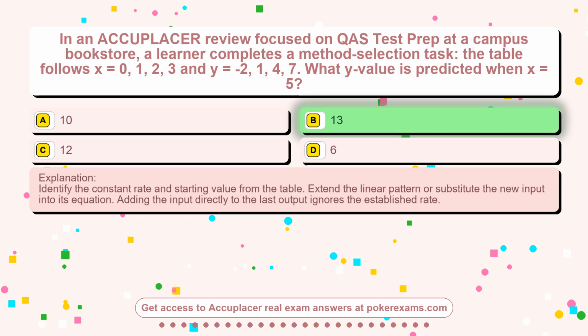Identify the constant rate and starting value from the table. Extend the linear pattern or substitute the new input into its equation. Adding the input directly to the last output ignores the established rate.